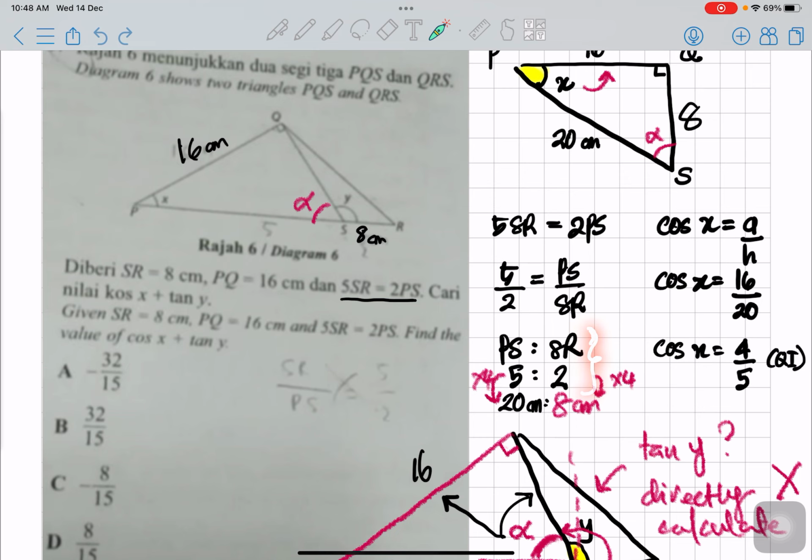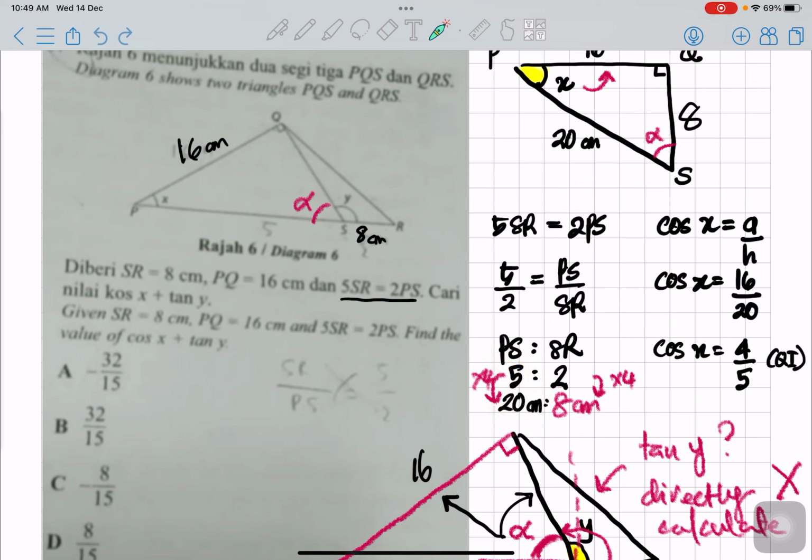In this form, we can compare, given SR is 8 cm. So we now have 2 ratio equal to 8 cm. Can you guess for one ratio how many centimeters? It is 8 divided by 2, we get 4, or 2 times 4 we get 8. So 2 times 4 is 8 centimeters. It is also the same with this ratio: 5 times 4 equals 20 centimeters.